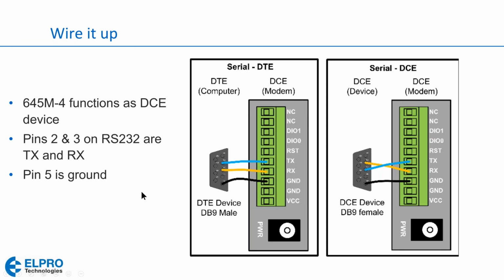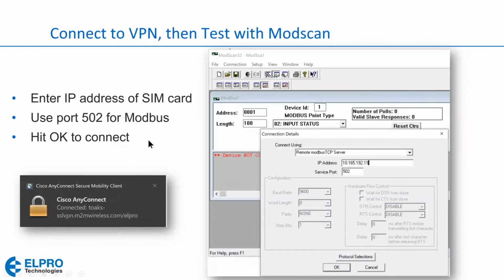Okay, so once we've got that wired up, the next step is we need to establish our VPN. In this case, this is showing my VPN setup into the carrier. This is assuming I'm using a private IP address, so I'm using M2M's VPN service. Then what we do, in this case, I'm using Modscan, which is a Modbus master device.